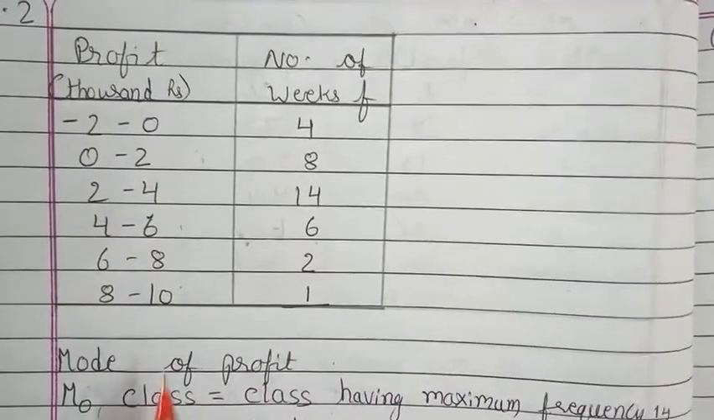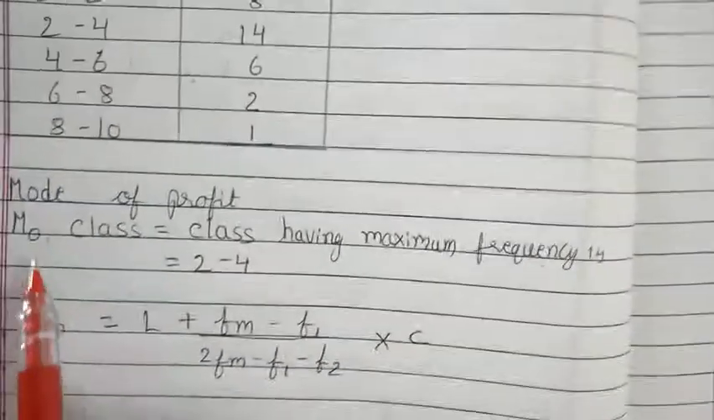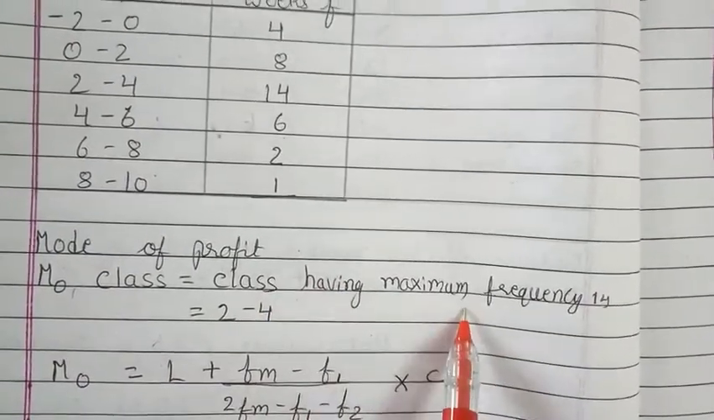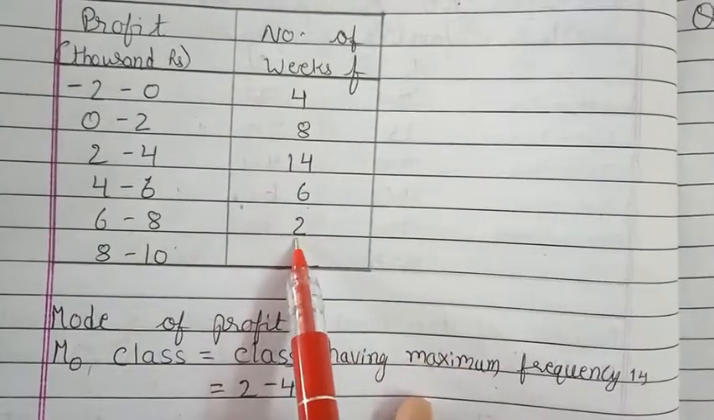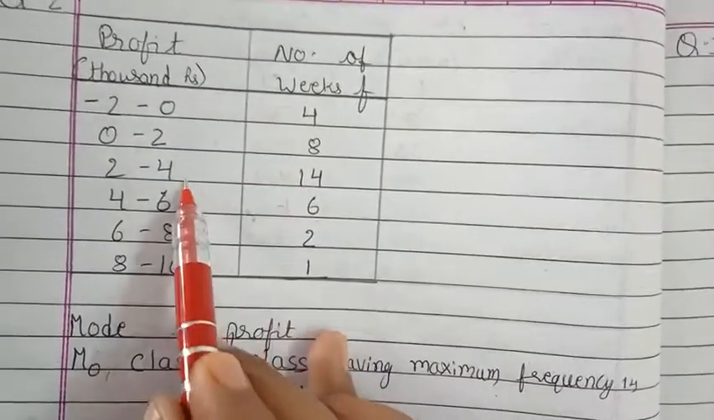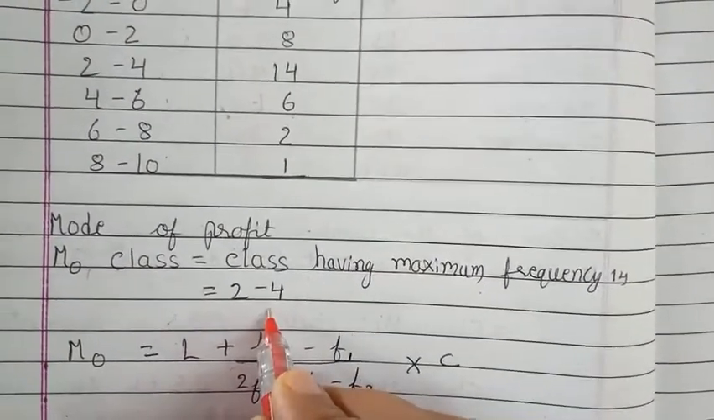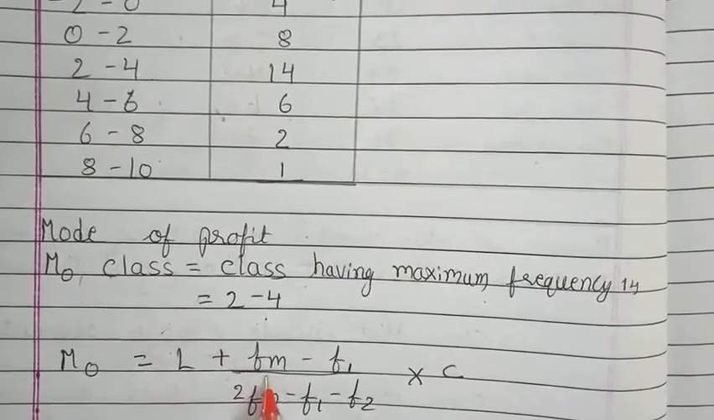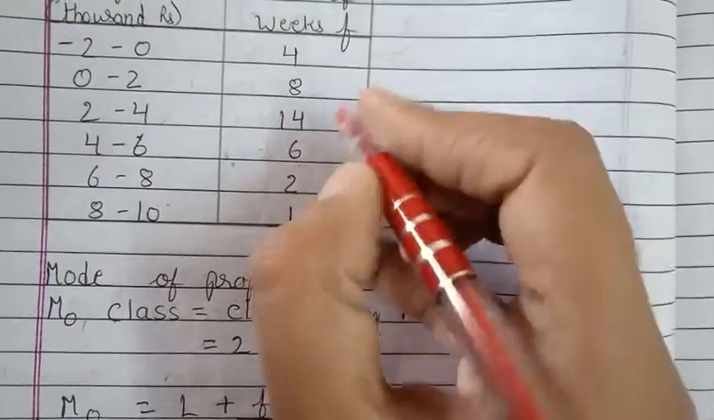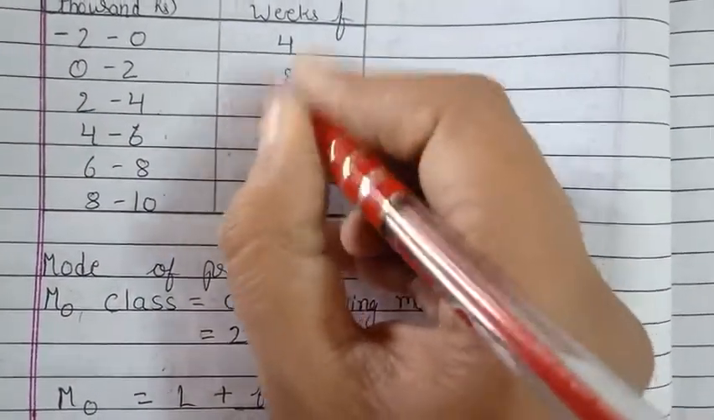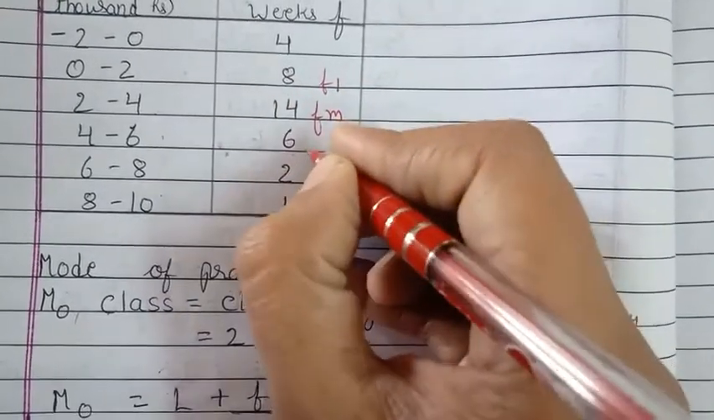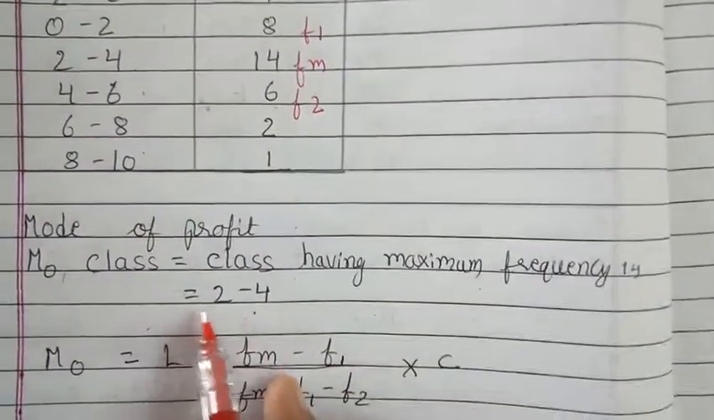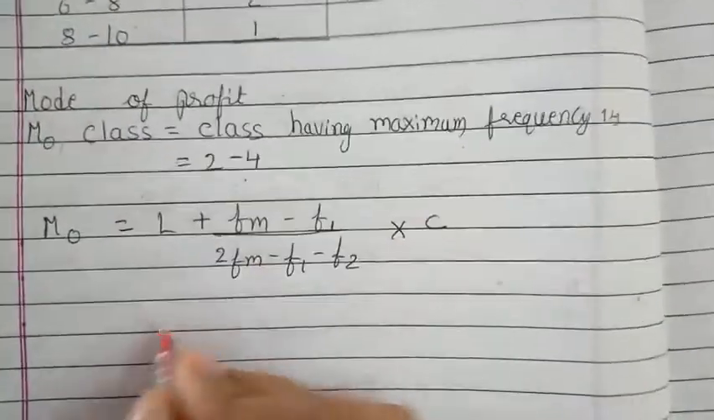First of all we have to decide the modal class. So that is the modal class, equal to the class having maximum frequency. The maximum frequency is 14, so our respective class is 2 to 4. So our modal class is 2 to 4. Now we have to take all the other things. Fm is our maximum frequency, the previous one is F1, and the succeeding one is F2. And the lower boundary point is 2. Right?